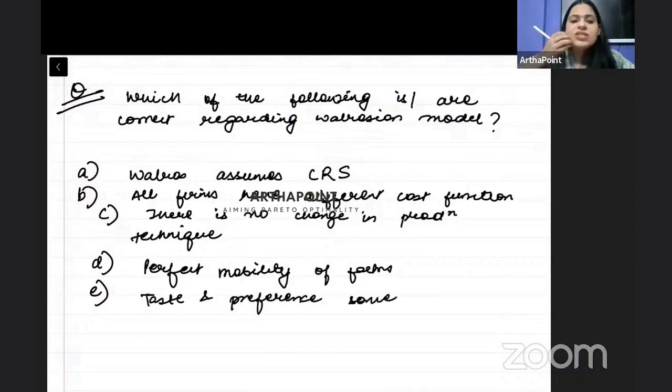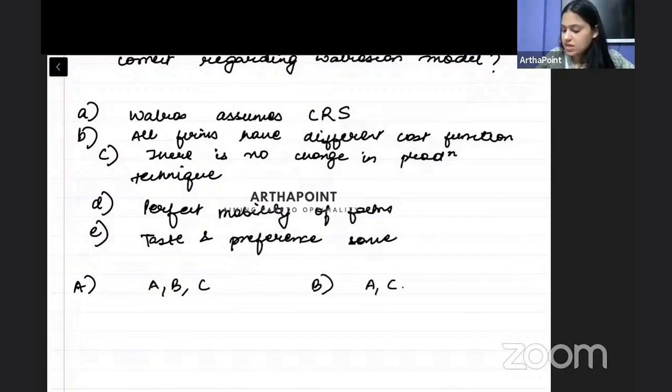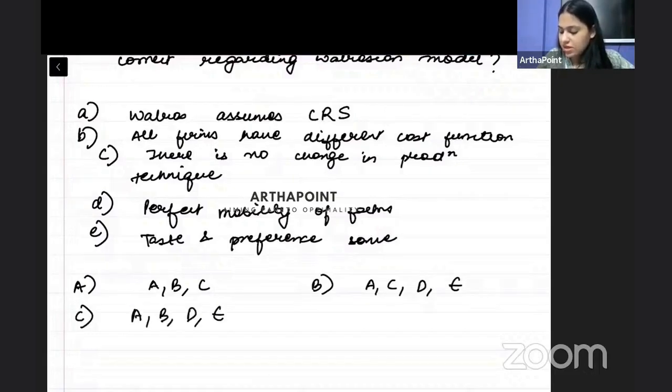तो हमें बताना है कि वॉलरस की क्या क्या assumptions थी. And option first is that A, B and C are the correct option. Second is A, C, D, E are the correct option. Third is A, B, D and E are the correct option. And last is C and B are the correct option. You need to go ahead and you need to tell me what are the correct assumptions in the Walras model. Right? So the correct answer to this question should be B.